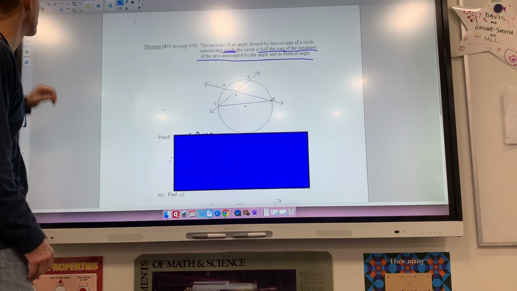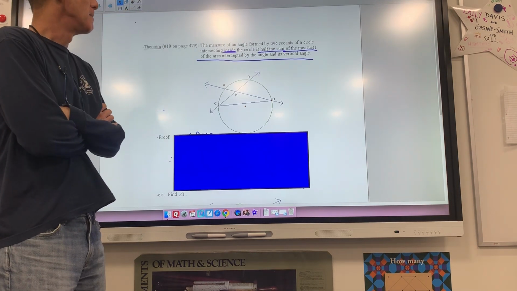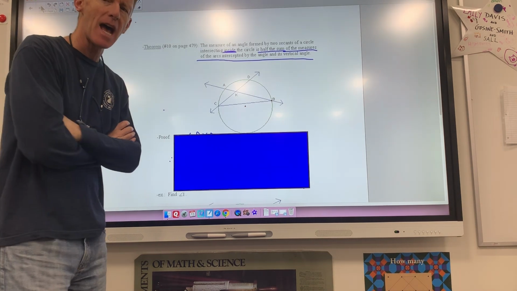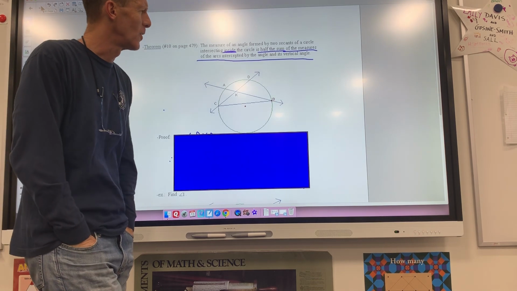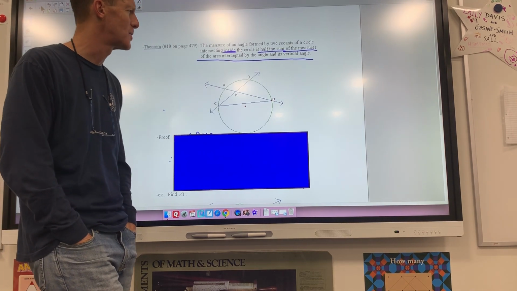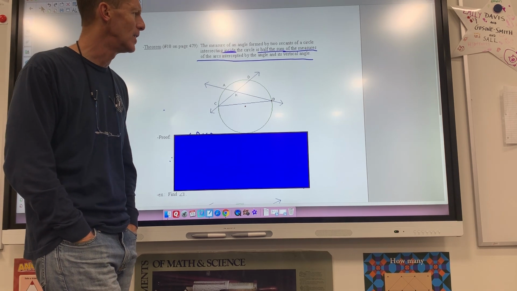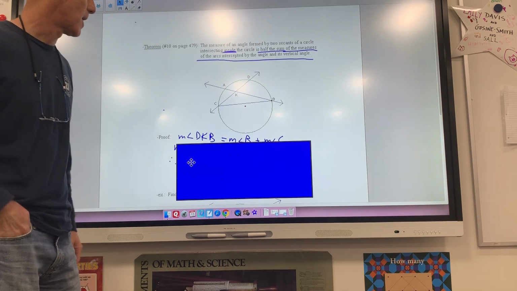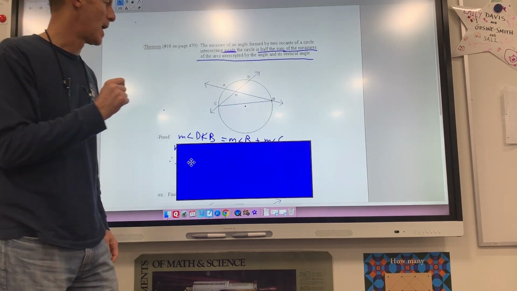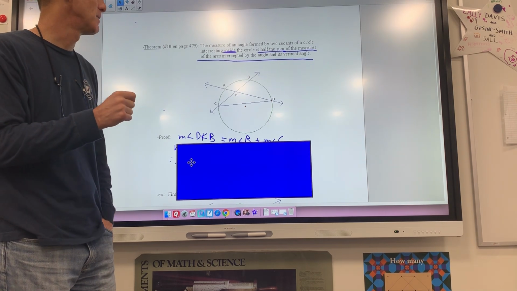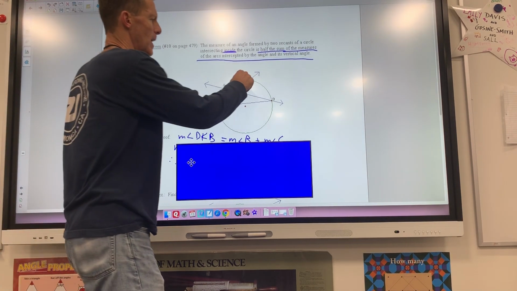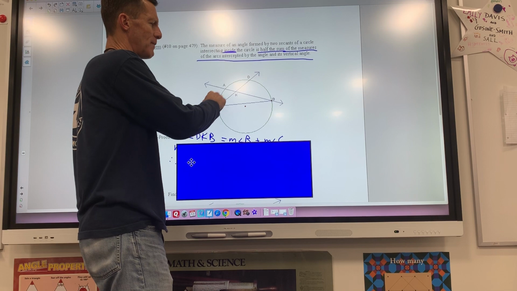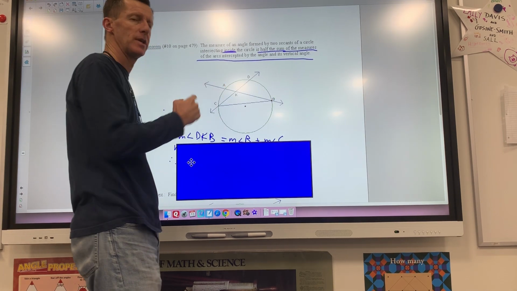All right, next slide. Next theorem. The measure of an angle formed by two secants of a circle intersecting inside the circle, you might want to underline that, is half the sum of the measures of the arcs intercepted by the angle and its vertical angle. So, let's say we were talking about angle DKB. We're trying to show that it's equal to half of the sum of the measures of the arcs intercepted by the angle, that would be the measure of arc DB, and its vertical angle, which would be AC. So half the sum of arc DB plus arc AC is what we're trying to show.